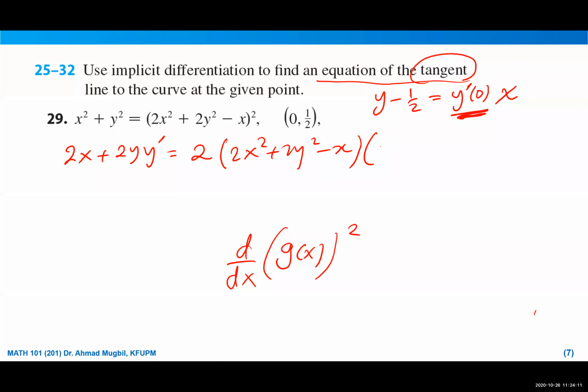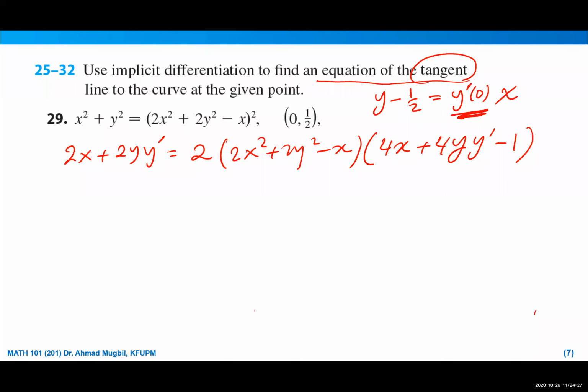4x plus 4y y prime, minus 1. Excellent, minus 1, you are right. Now what you need to do, guys, who has a question?